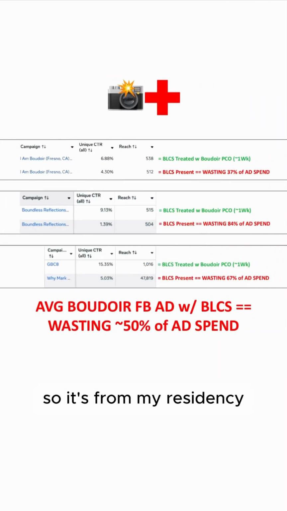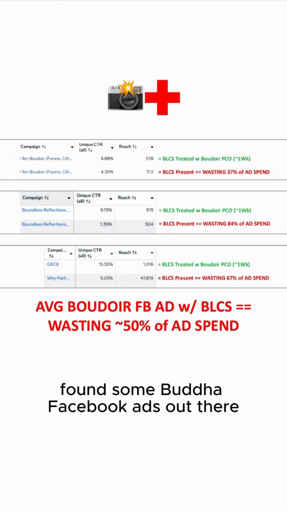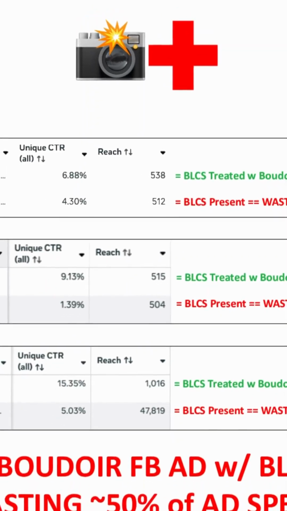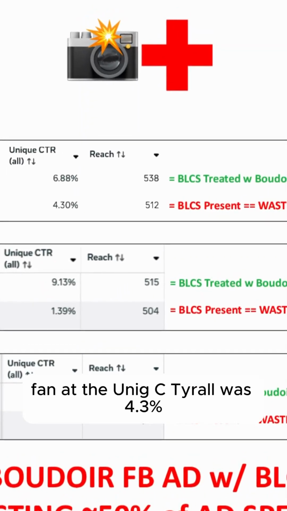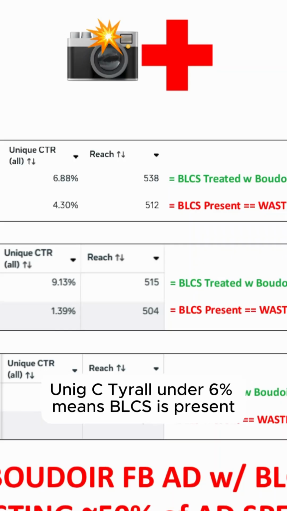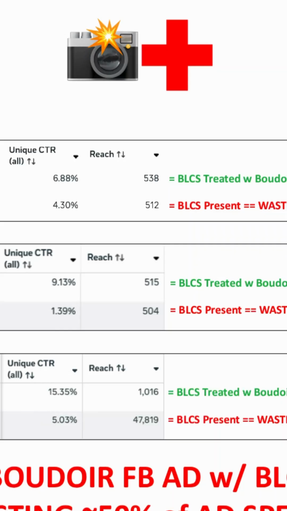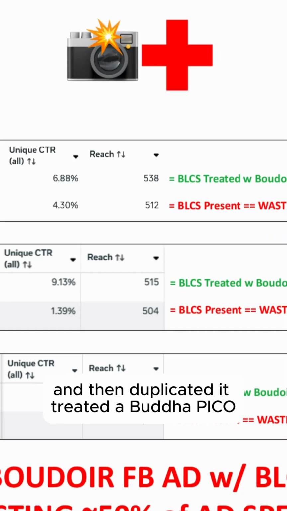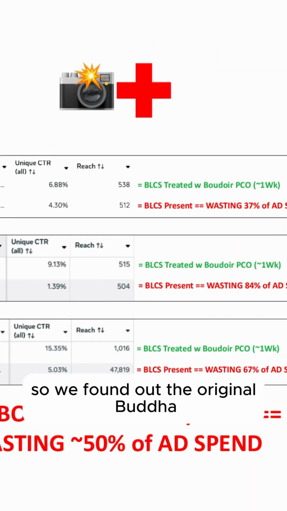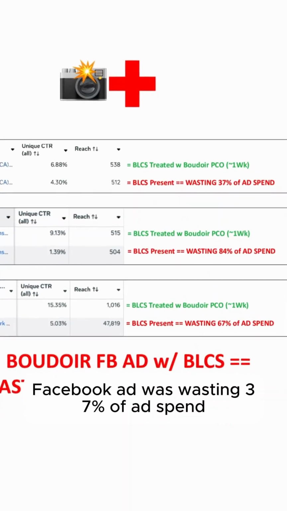So from my residency, I found some Boudoir Facebook ads out there, brought them back to the hospital, tested them. First one, found out the unique CTR was 4.3%. So we know that BLCS is present. Unique CTR under 6% means BLCS is present. Then we duplicated it, treated with Boudoir Pico, took about a week, and got the unique CTR up to 6.88%. So we found out the original Boudoir Facebook ad was wasting 37% of ad spend.